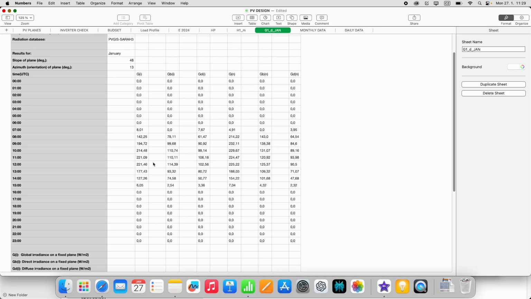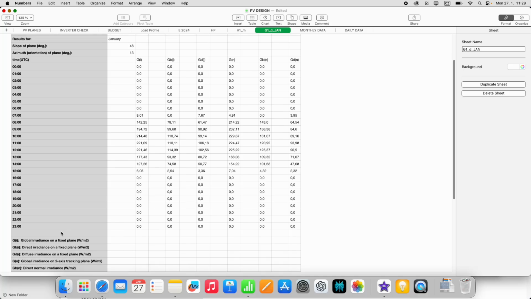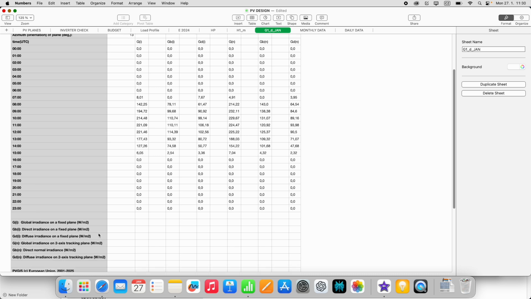Now, it's important also to dissect what these values mean. And so what's more important for us is the global irradiance, which is actually or should be approximately a sum of the direct irradiance and diffuse irradiance. The other values, which are even higher, are the global irradiance on a 2-axis tracking plane.